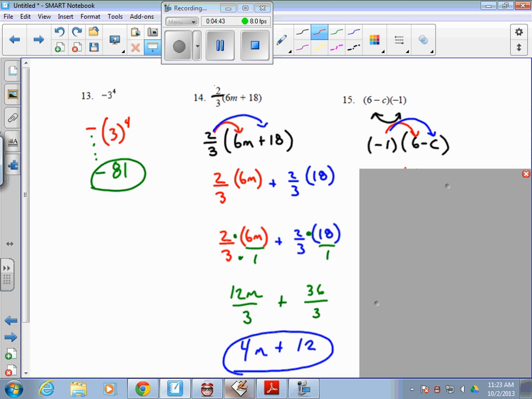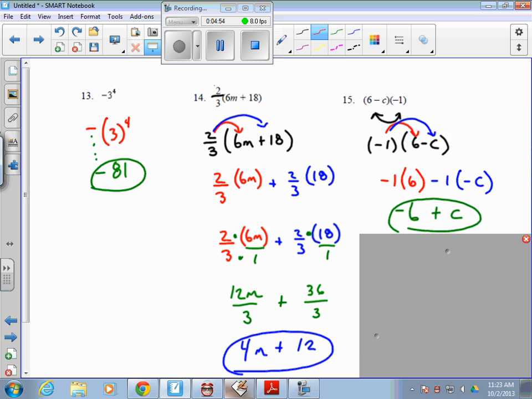6 minus c times negative 1 is the same thing as negative 1 times 6 minus c. I just used the commutative property to change it. Then distribute negative 1 times 6 and negative 1 times negative c. Negative 1 times 6 is negative 6. And a negative times a negative c is positive, or plus c.